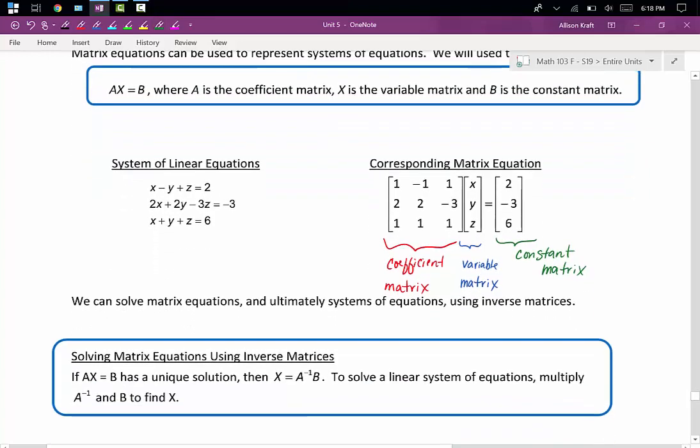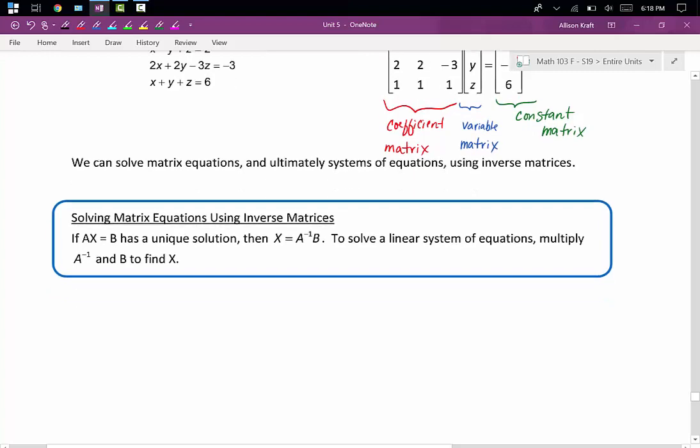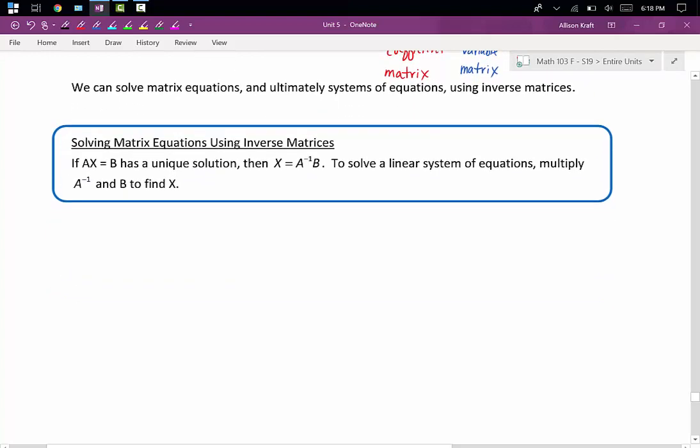We can solve matrix equations and ultimately systems of equations using inverse matrices. So this is how we're going to do that. If AX equals B has a unique solution, then X is equal to A inverse times B. To solve a linear system of equations, we're going to multiply A inverse times B to find our variable matrix X. So I just want to show you where this comes from. This is really what you need to remember, that X is equal to A inverse times B, but let me show you where we get that.